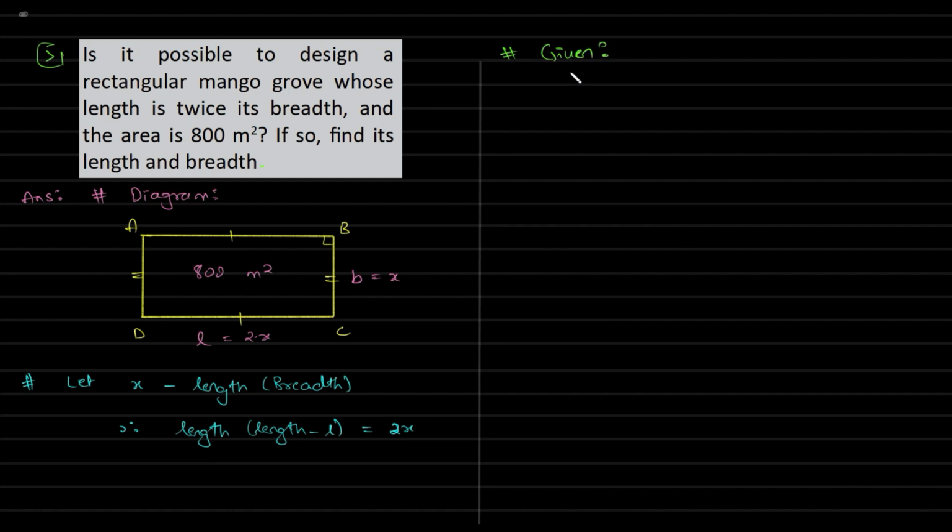So now let's look at the given part. The area is 800 meters square. The area of a rectangle is given by the formula length into breadth, which should be equal to 800. So the length is 2x, and the breadth is x, which is equal to 800. So basically this is 2x square, right? This is equal to 800. If I divide both sides by 2, x square will be equal to 400.